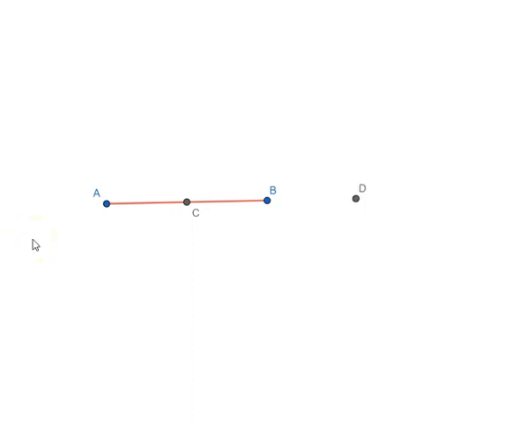Now let's join BD. What the proposition says is that AD square plus BD square is equal to 2 times AC square plus CD square. So the proposition remains the same. The only thing is D is beyond B.